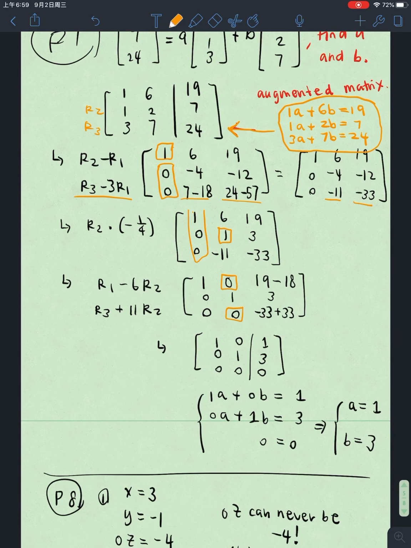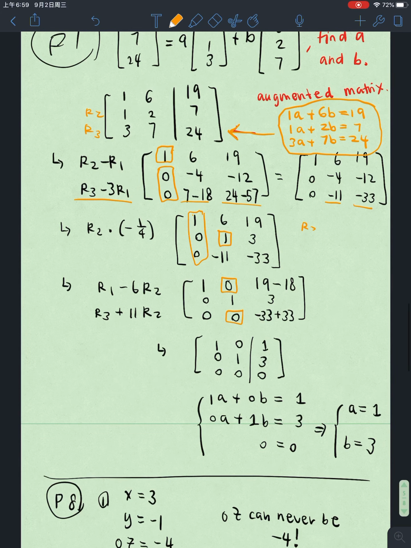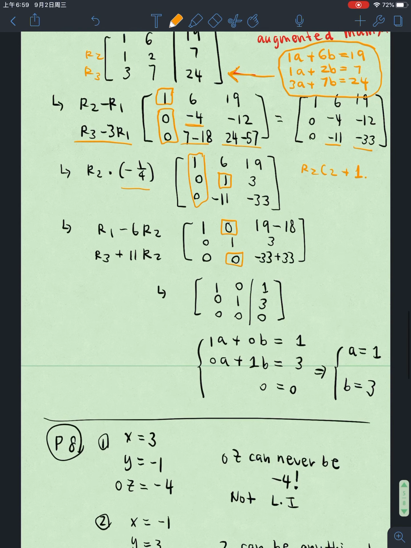Okay, so this is correct. The second leading term, row 2, column 2, you want it to be 1. In order to do that, we can see this is a negative 4, so we can simply times its reciprocal, to make it a 1. So negative 4 times negative 1 over 4 will be 1. So you just do this to all the coefficients in this row. And it will be negative and 1, and then negative 12 times negative 1 over 4, which is 3 here.